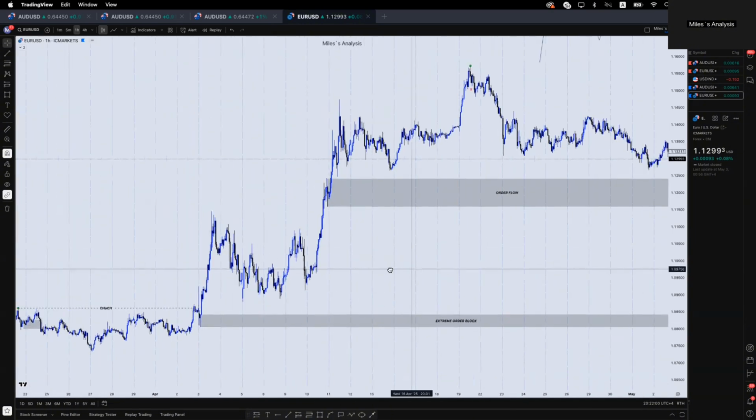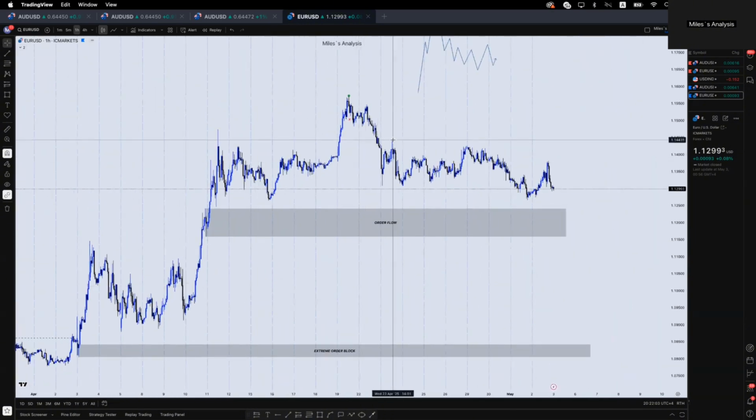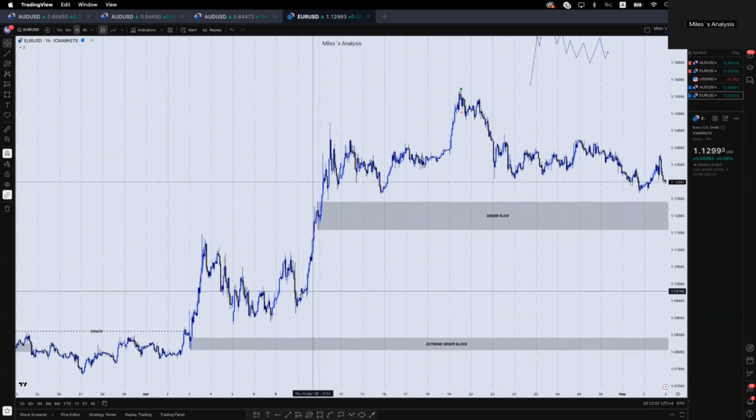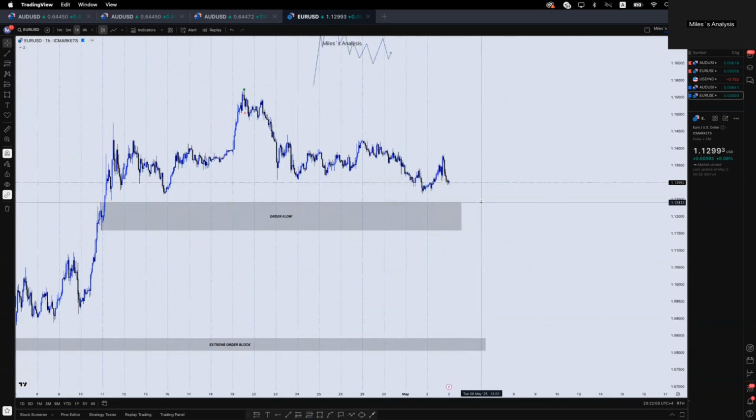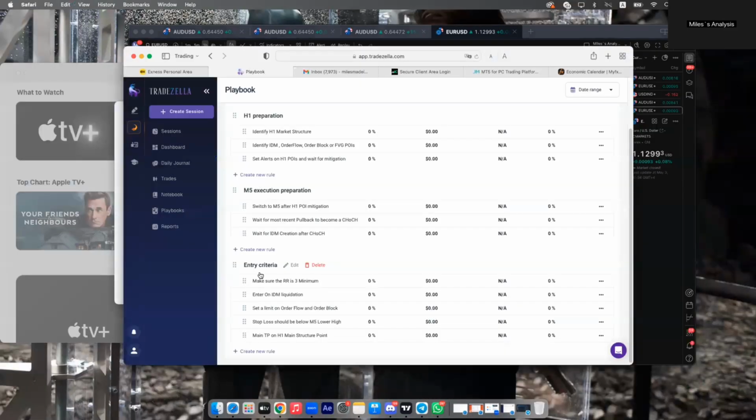Because price is bullish, I'll be looking for bullish entries. Yes, the internal structure can be bearish, and you can look for bearish entries as well, but I focus on the main structure, which is bullish. So I just set an alert here. When this alert is mitigated, I'll follow the same thing in my playbook, which is to switch to the 5 minutes time frame, look for these things in the entry criteria, and then enter the trade.